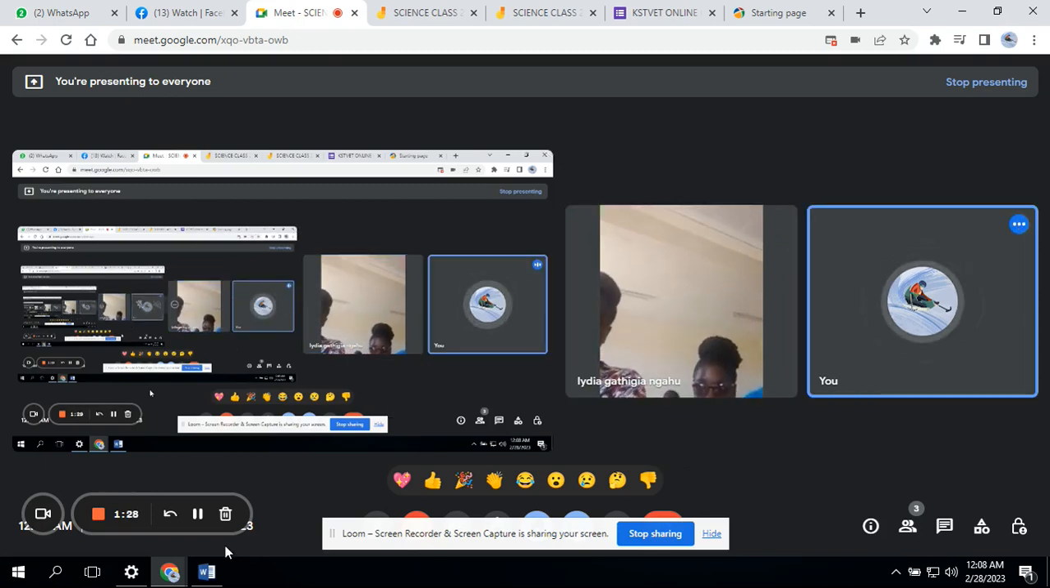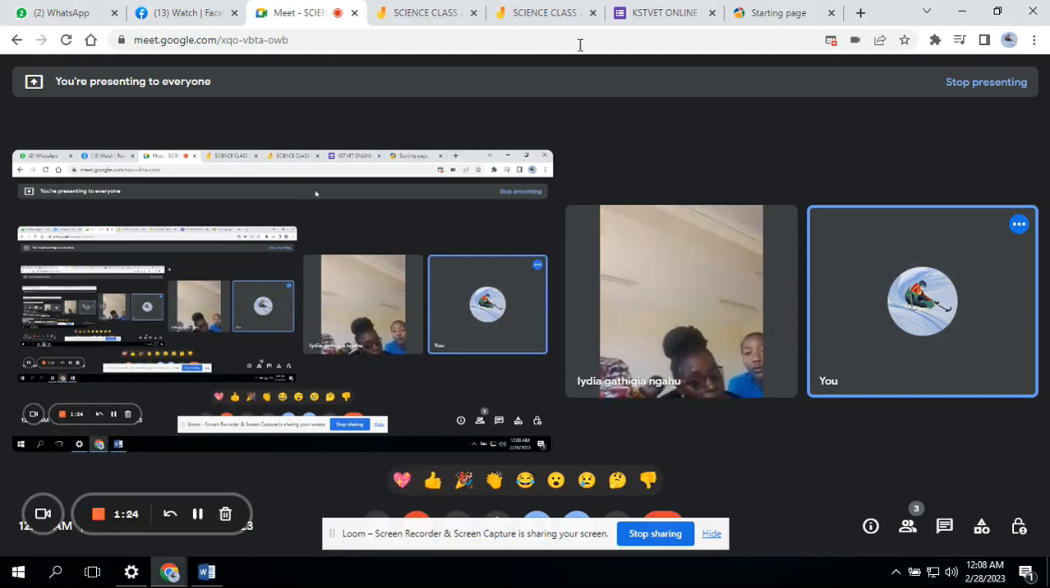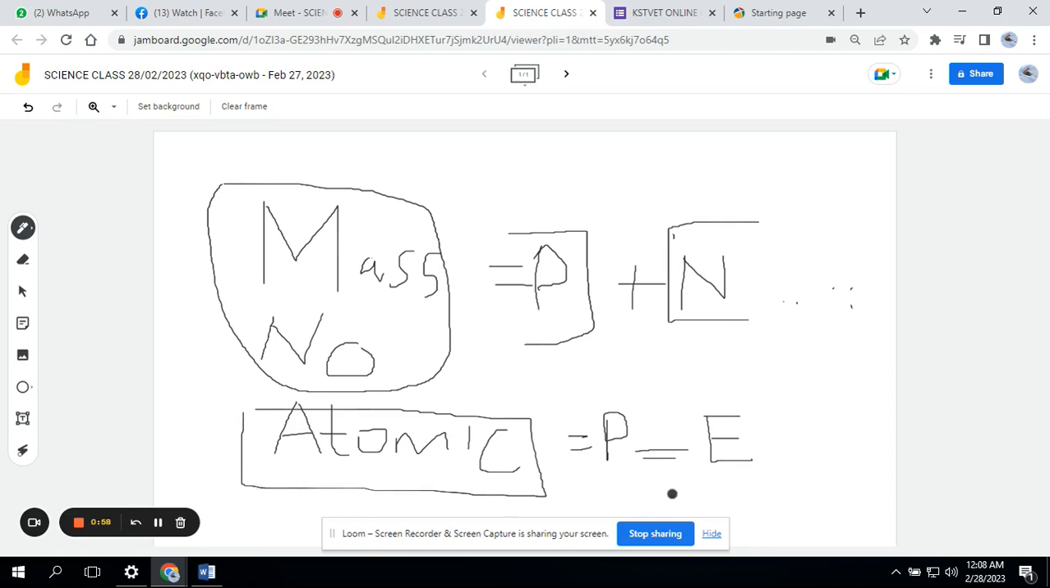Yes, I've said that this mass number is going to be the number of protons plus these neutrons. And we can easily proceed with it and come up with various things to help us identify. Then another thing I said, for you to get the atomic number, this one is the atomic number. I have said it is equal to the number of protons.